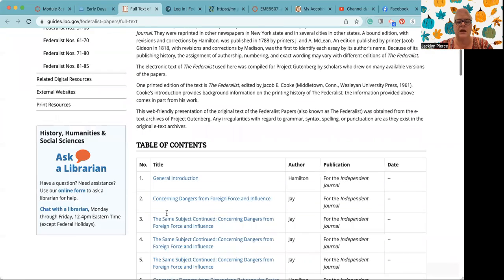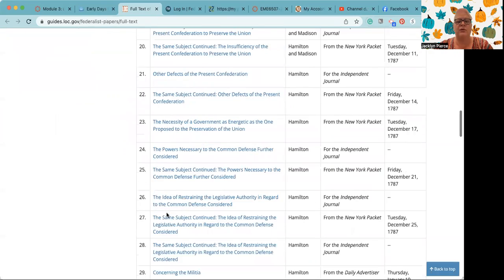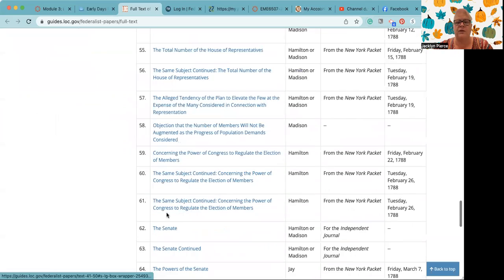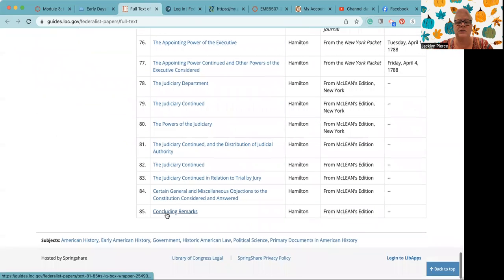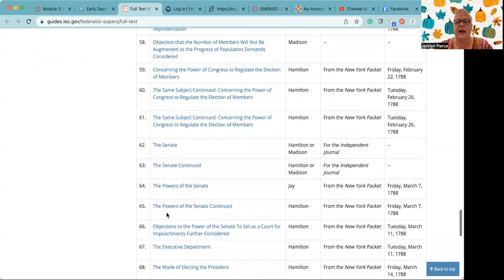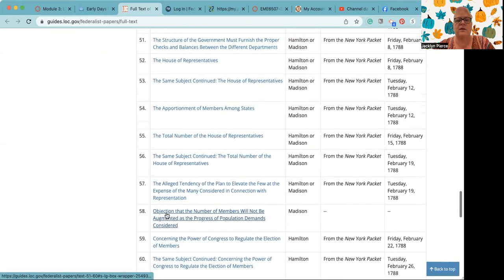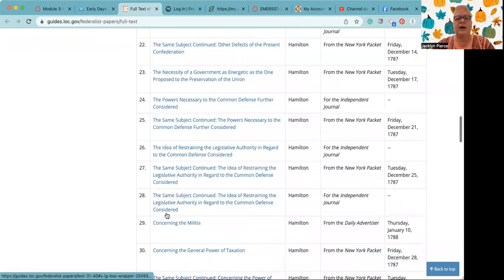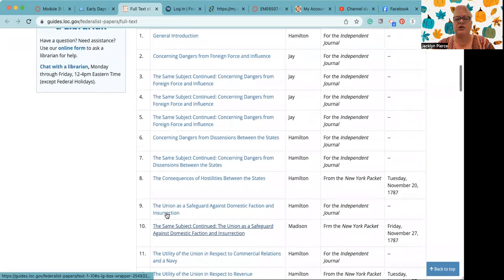So you can see there's quite a few things that you can look at with the Federalist Papers. I obviously do not expect you to necessarily read every single item on this list because there are a lot of them, but I do want you to explore as much as you can.